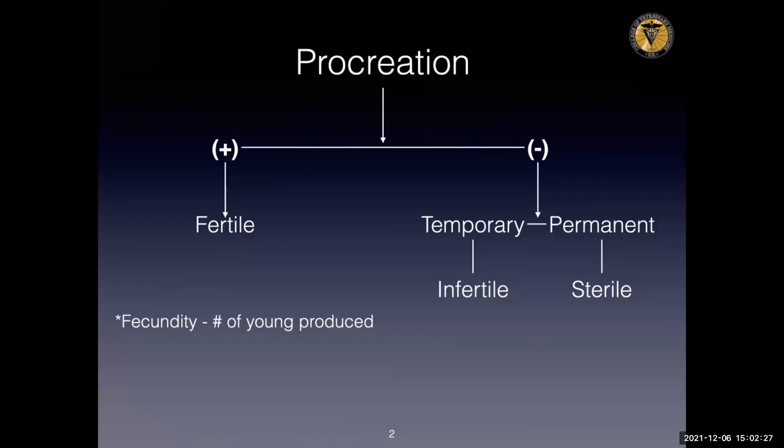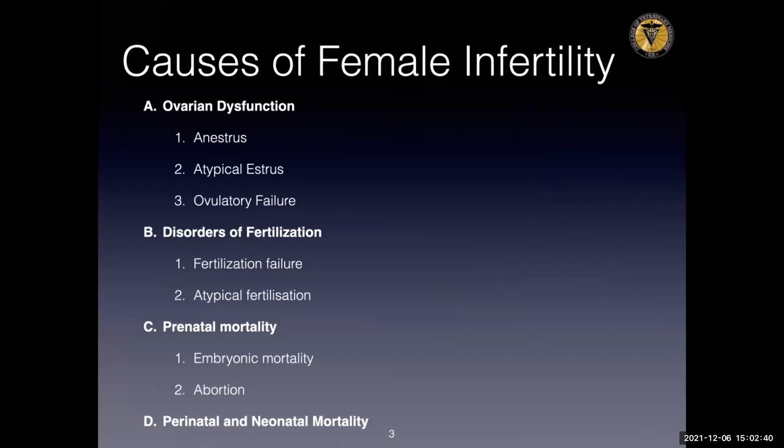So let's say that pigs have higher fecundity as compared to horses and then cattle. And this is the major outline for the causes of female infertility. We take infertility as I use it, this is only temporary.